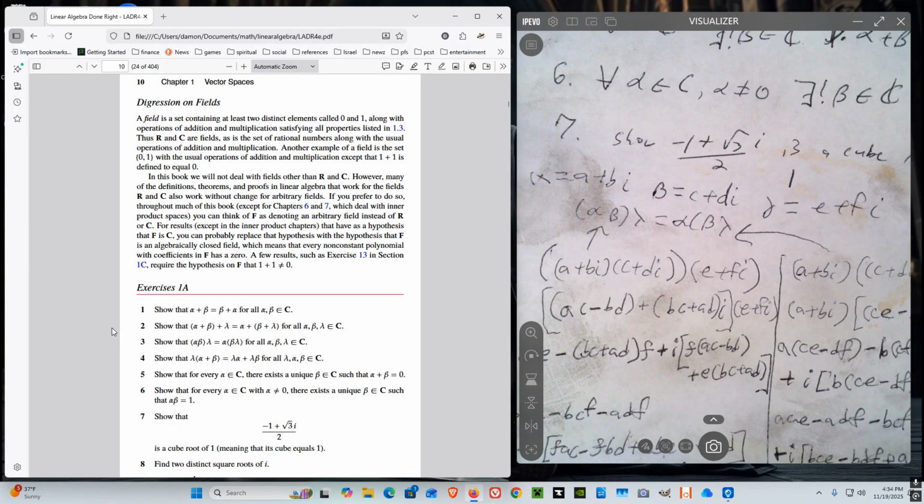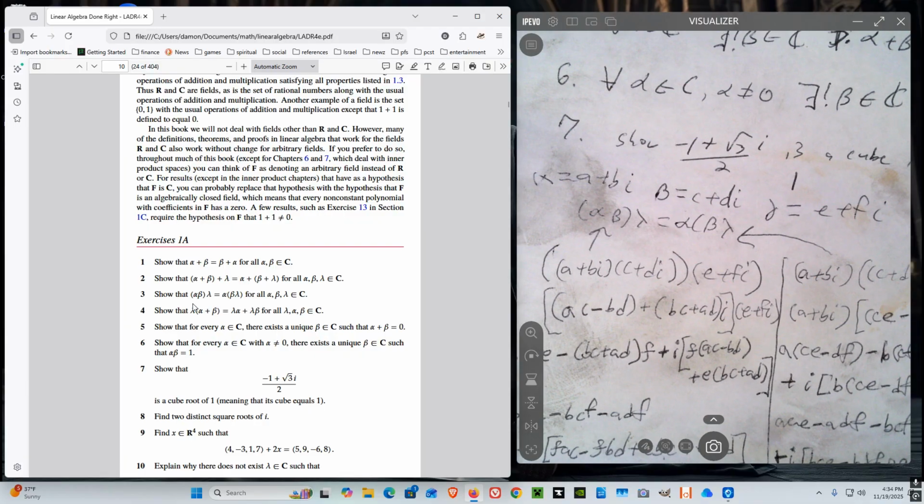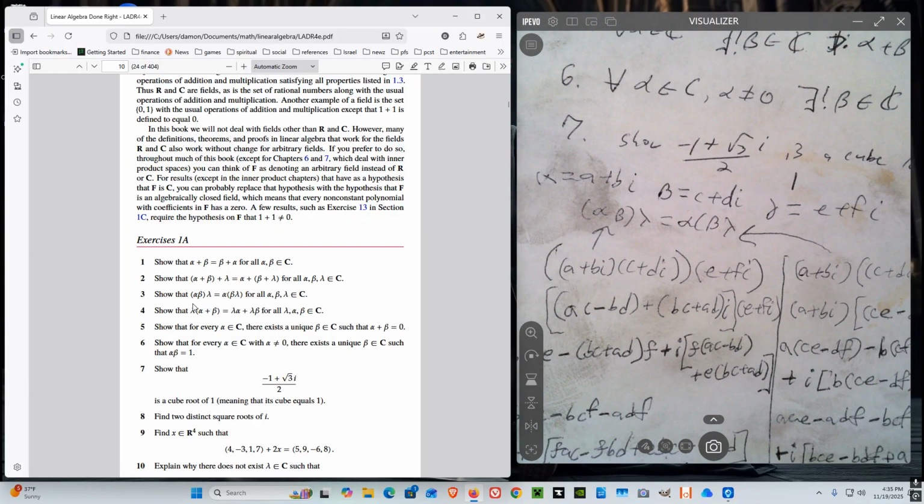And so I was able to work on problem number 3, where you show that complex multiplication follows the associative property. If you multiply alpha and beta and then multiply it by lambda, that's the same as beta times lambda and then multiplying that by alpha.